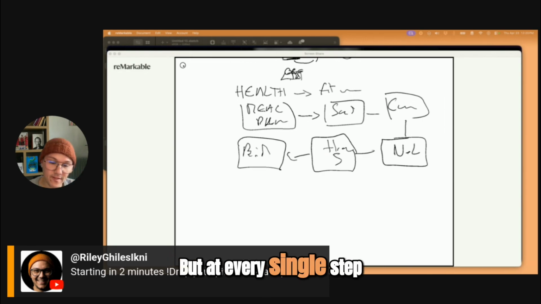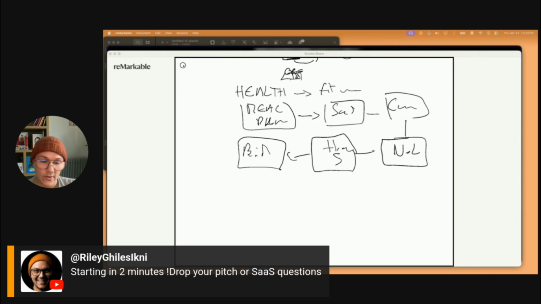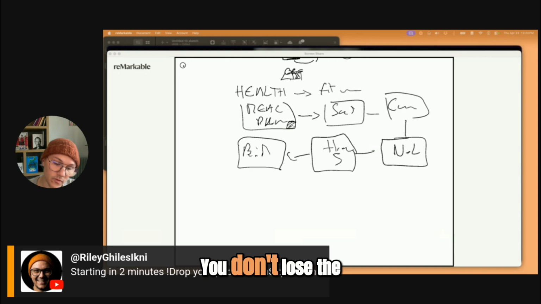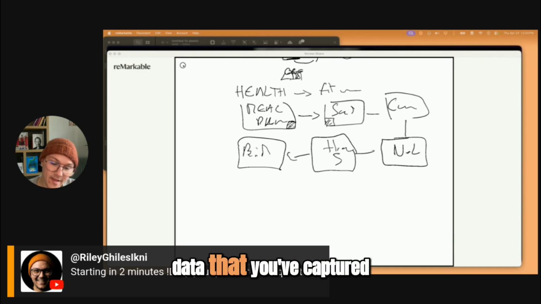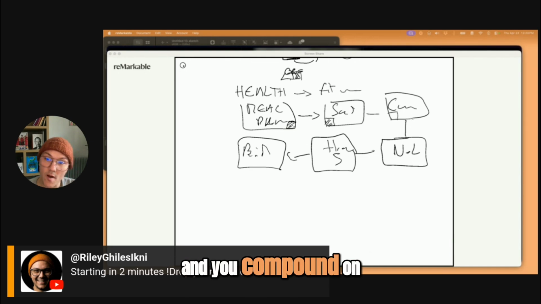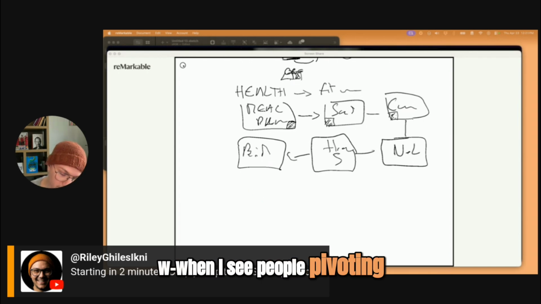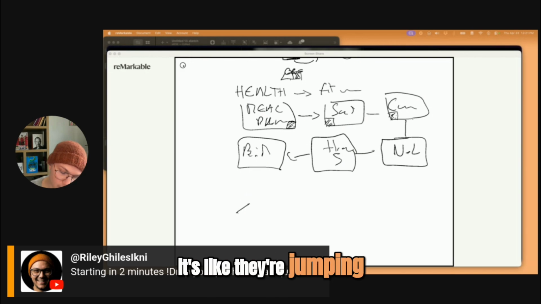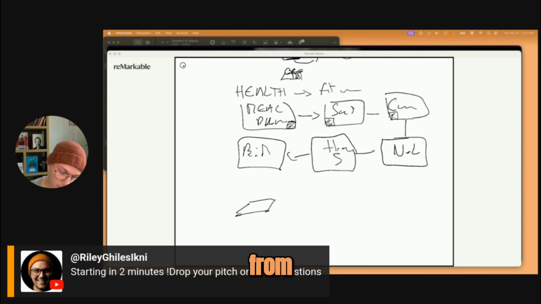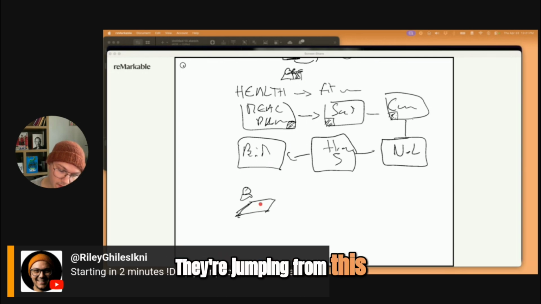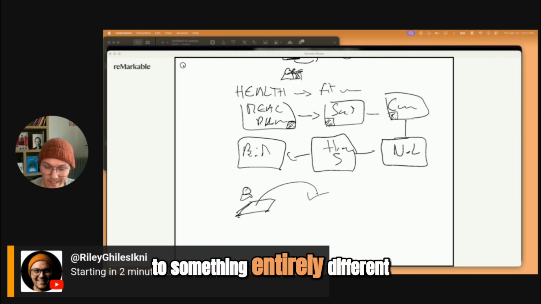But at every single step, you don't lose the access to all the people you talk to. You don't lose the access to all the data that you've captured, and you compound on these kind of things. And so when I see people pivoting, it's like they're jumping from this to something entirely different.